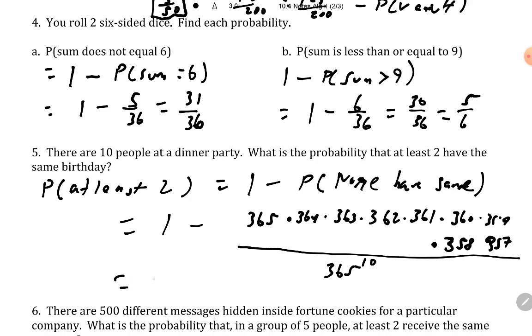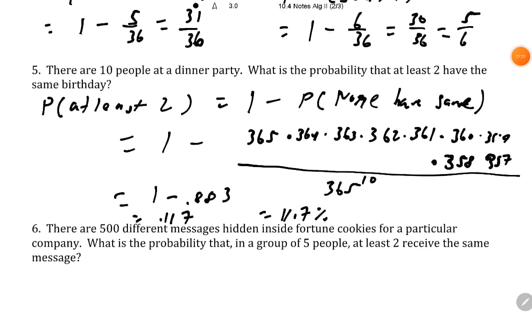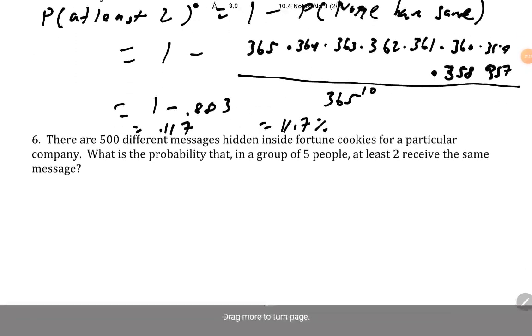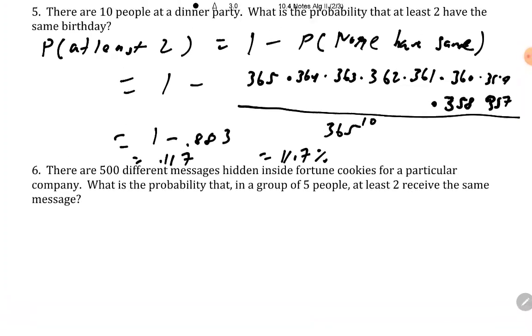You definitely need to use your calculator because you'll get 1 minus 0.883, which is equal to 0.117. So there is a 11.7% chance that two people will have the same birthday. At least two. Which is a lot higher than you would think. I mean, it's still quite low. Probably won't happen.